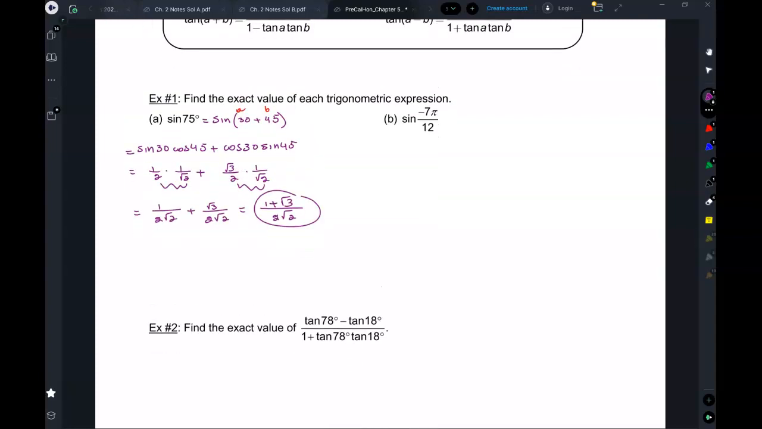Okay, next, we have a sine of negative 7 pi over 12. First, let's address that negative, right? We don't want that negative in there. It's bothering me. Let's take it out. We know, however, that if you have sine of negative theta, what happens to the negative? It's negative sine theta. So I can rewrite this as negative sine 7 pi over 12. So this is going to be negative sine.